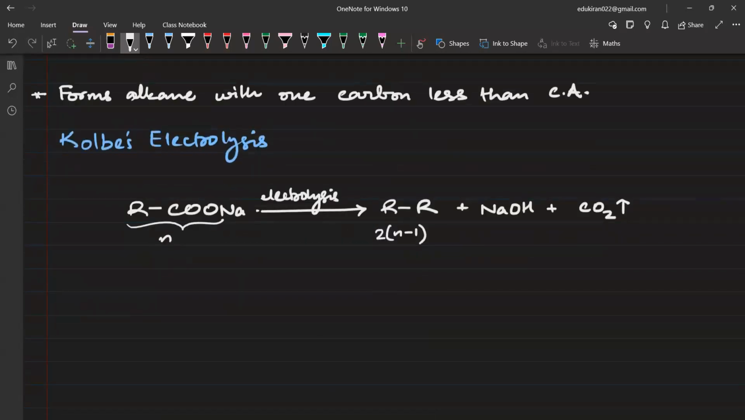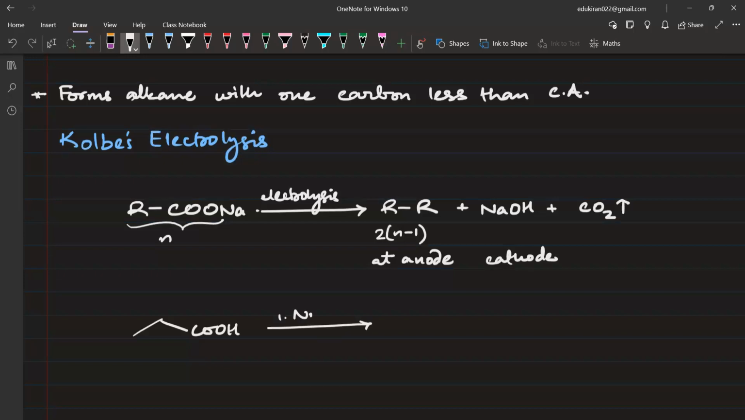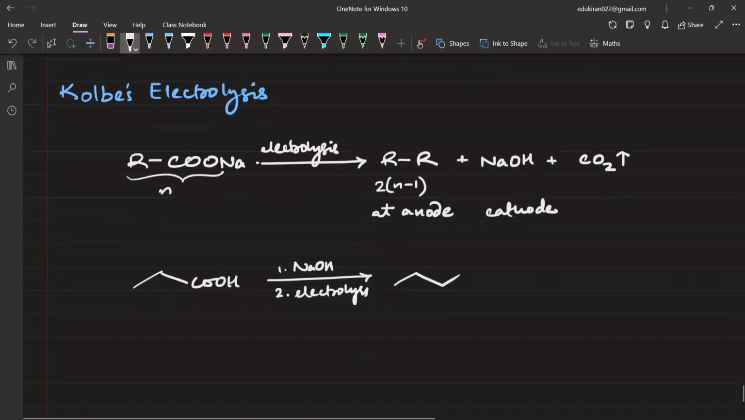Now the alkane is formed at the anode, because in electrolysis there is an anode and a cathode. NaOH is formed at the cathode. The carboxylate ion is removed. So if you have a carboxylic acid with 3 carbon atoms, in the first step I am using NaOH, second step I am using electrolysis. Then what will happen? 3 carbon atoms, 3 minus 1 is 2. 2 का double is 4. So you will get an alkane of 4 carbon atoms.